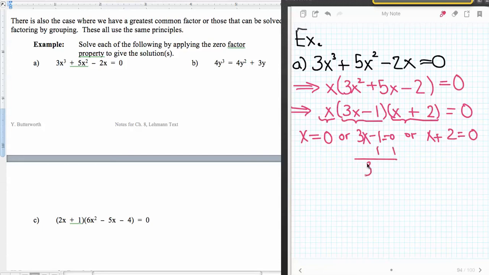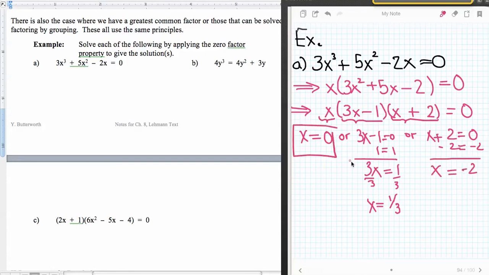So we have 3x is equal to 1, and therefore we multiply by the reciprocal here and here, so x is equal to 1/3. And then finally add a negative 2 to both sides here and here. And so we get x is equal to a negative 2. So we have x is equal to 0, or x is equal to 1/3, or x is equal to negative 2. And those are our 3 solutions.